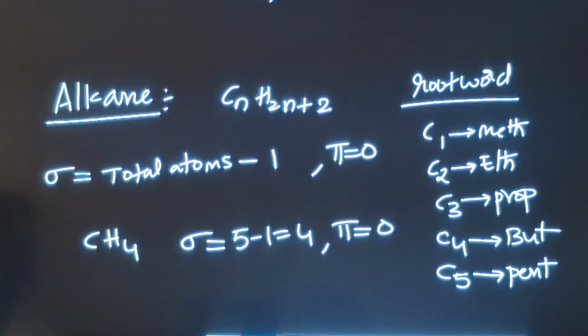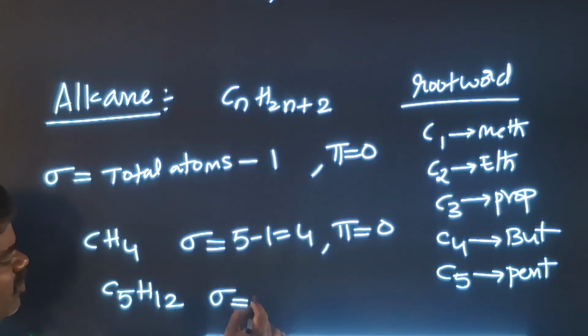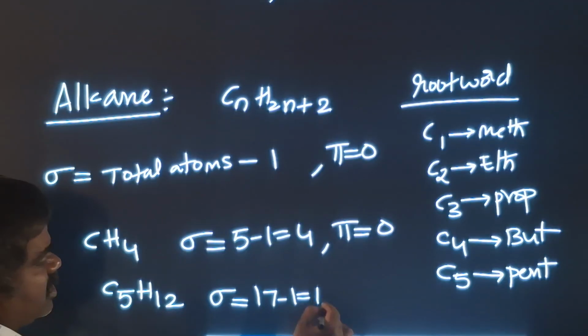For example, take C5H12. It is pentane. Here 5 carbon atoms are there. Double of 5 carbons, that is 10. 10 plus 2, 12 hydrogens. See, it satisfies the alkane formula. Number of sigma bonds, 17 minus 1, 16 sigma bonds.